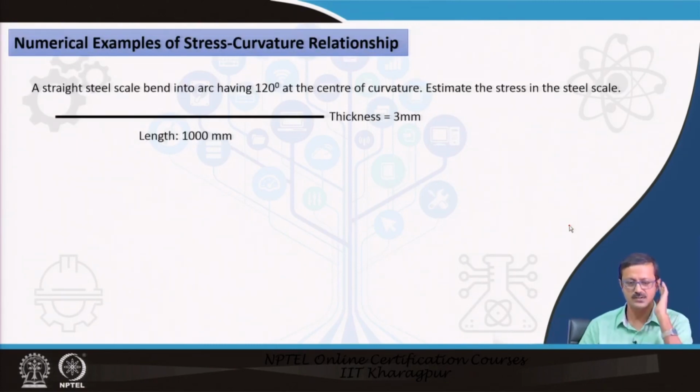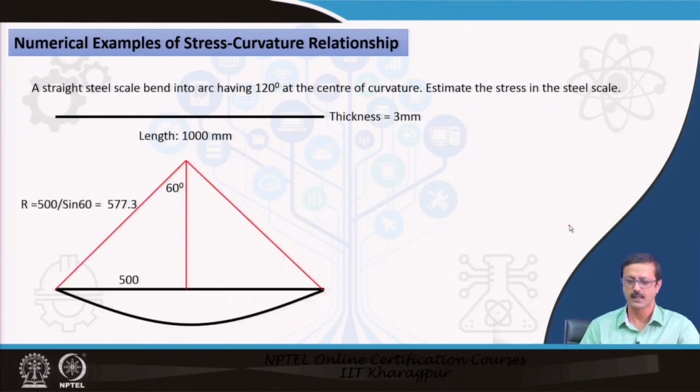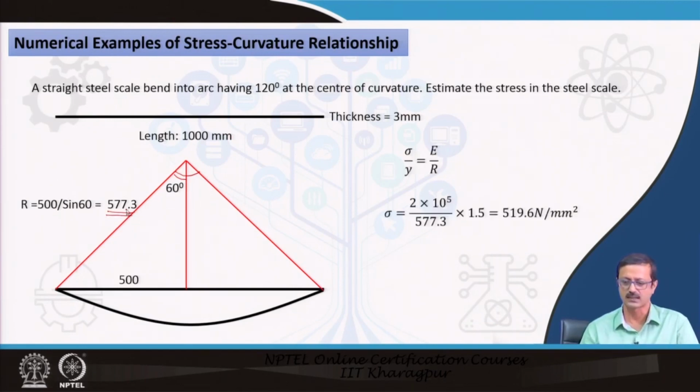A straight steel scale is bent by a 120-degree angle, something like this, I am going to bend it. So I have to find out how much is the stress. I have found out the R value because this is your 120 degree, so half of this is 60 degree. So with Pythagoras or trigonometry I can find out how much this is, and now I can use this formula.